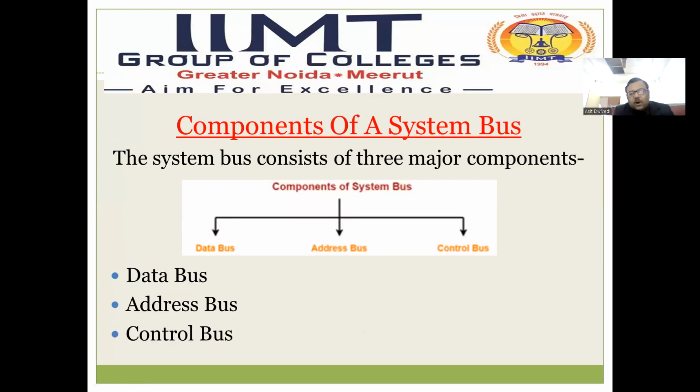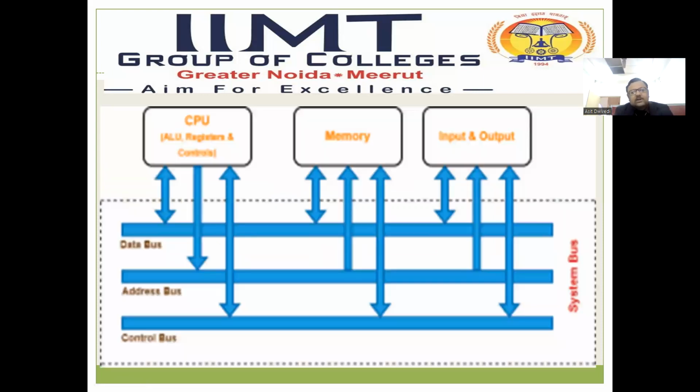Now, components of a system bus. The bus consists of three major components. First, the data bus. Second, the address bus, and third, the control bus. Okay. Data bus, address bus, control bus. See, this is the diagram of the system bus.